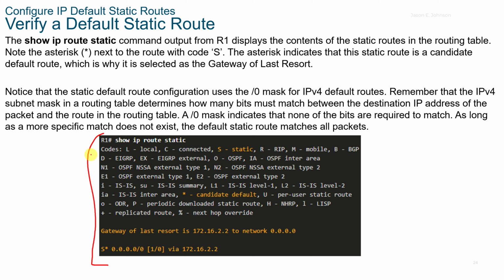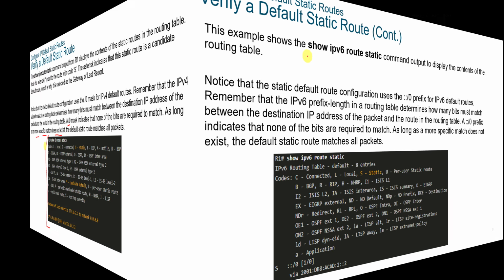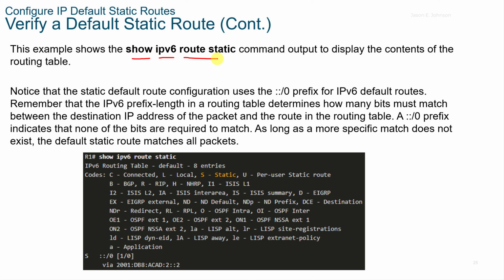So you want to notice that the static default route configuration uses the /0 mask for the IPv4. And then remember that the v4 subnet mask in a routing table determines how many bits must match between the destination IP address and the route in the routing table. So a /0 mask indicates that none of the bits are required to match as long as a more specific match does not exist. And then finally, for the show ipv6 route static command, we see our example down here, and much like the IPv4, it matches because of the ::/0.